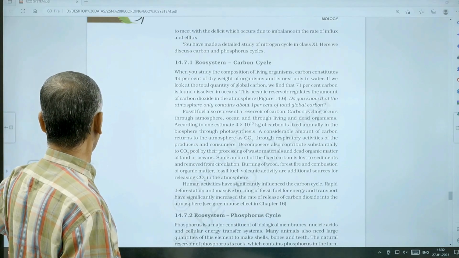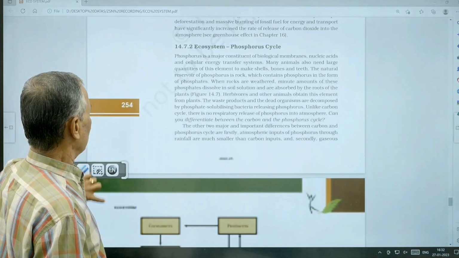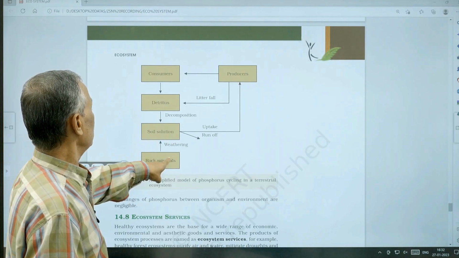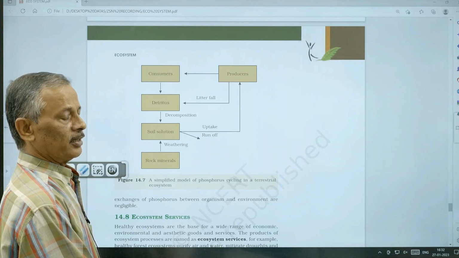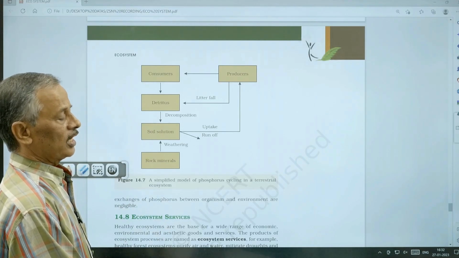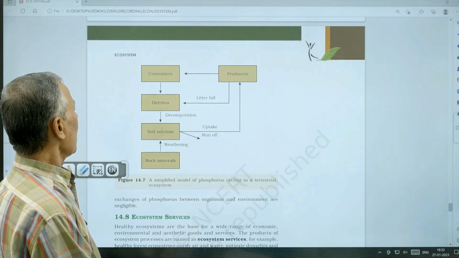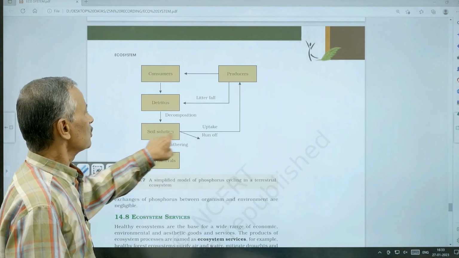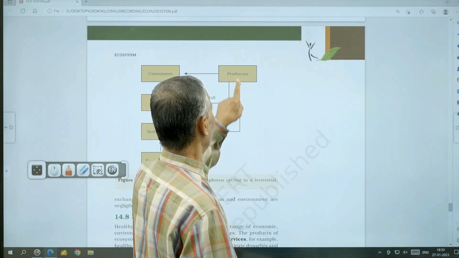And plants will get these nutrients from soil. And how will the soil be getting these? By the weathering of rock minerals. The rocks in the earth crust gradually through thousands of years undergo weathering, breaking, and they will form soil solutions from which plants, producers are absorbing. That is called uptake.